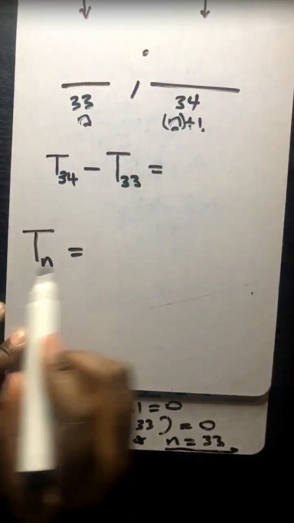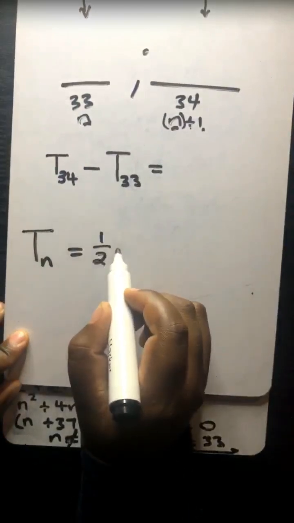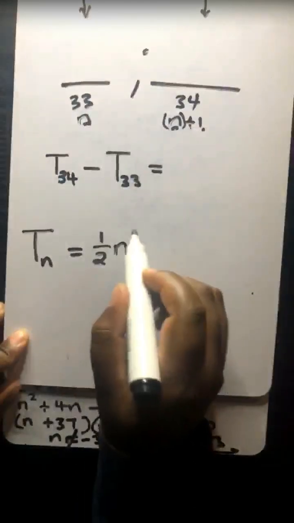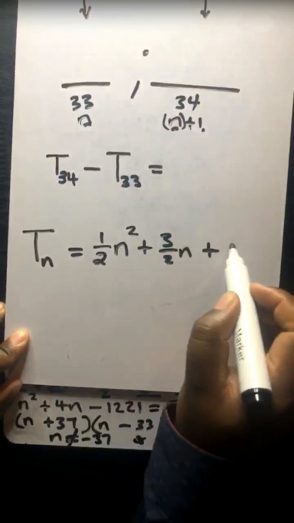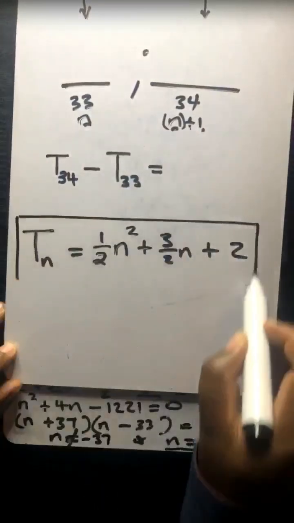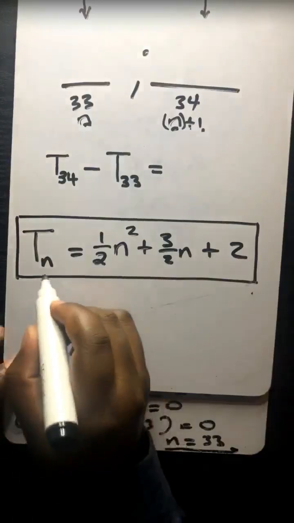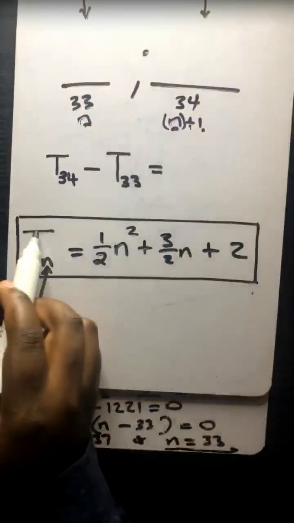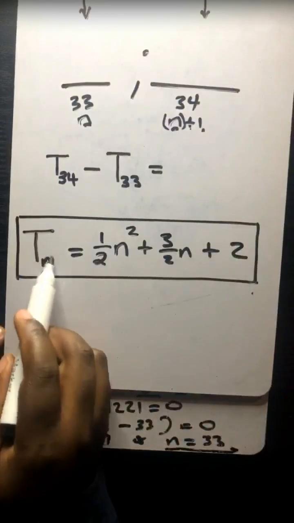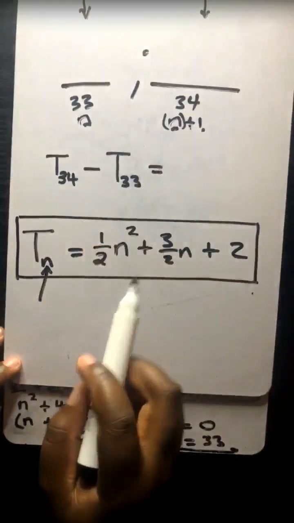So the formula is Tn equals 1 over 2 n squared plus 3 over 2 n plus 2. This is the formula to tell how many people are staying in a particular stand number. So can you see? If you substitute 33 where you see n on that formula, it's going to give you the total number of people staying in stand number 33. Then you do the same for stand number 34. Then you just subtract those two.